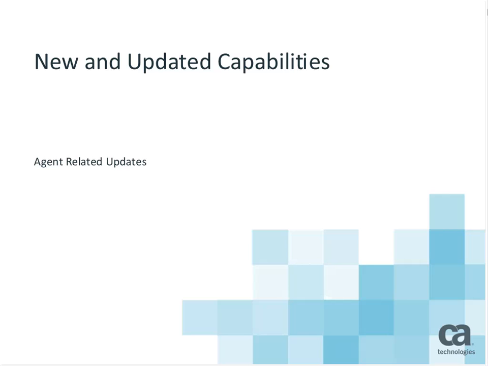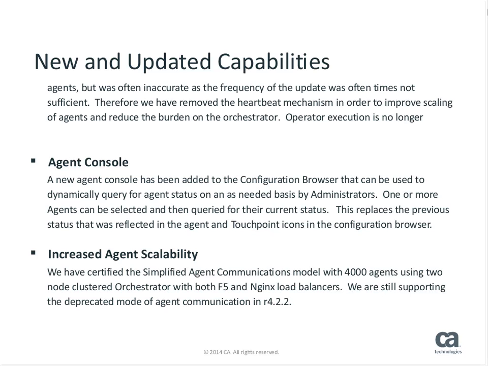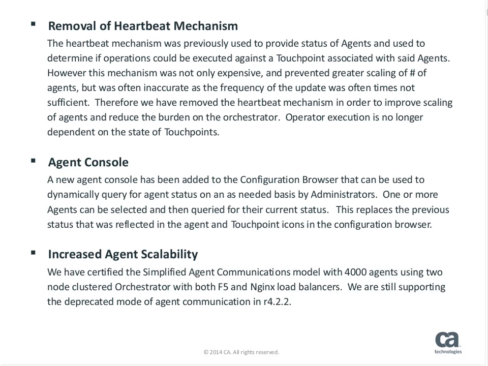So, in terms of all the new and updated capabilities, the majority, if not all of them, were things that we were planning for a future release, but we had completed and were able to incorporate in this service pack. The first set of items has to do with changes we made to agents. And the major thing that we've done in 4.2.2 is we've removed the heartbeat mechanism.